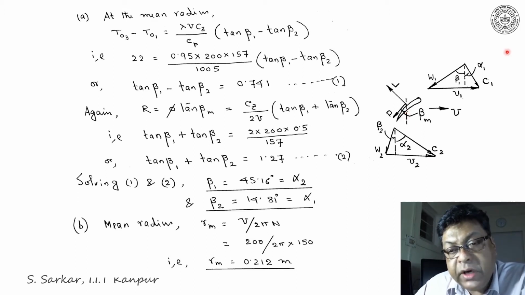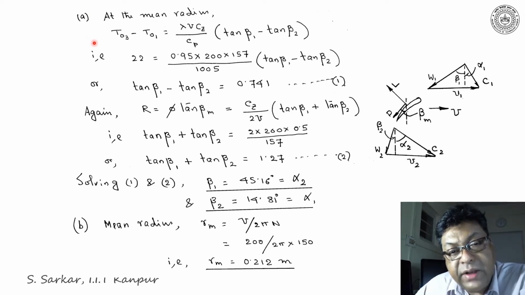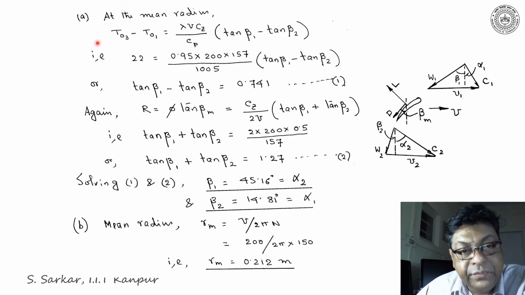Now, after drawing the velocity triangle, I have stated here that stage temperature rise T03 minus T01 is equal to lambda U Cz divided by Cp into tan beta 1 minus tan beta 2. This relation I have already proved. Lambda is the work done factor, U is the blade speed, Cz axial velocity component.